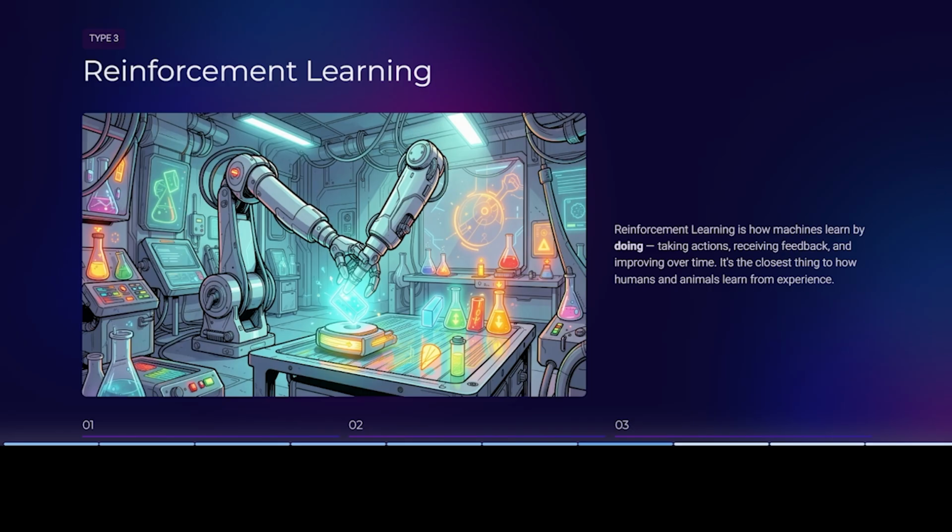So, good actions receive rewards and bad actions receive penalties, okay? The goal is to maximize the rewards, okay? Reinforcement learning is nothing but learning by mistakes, learning by experiences, okay? So taking actions, receiving feedback, and improving over time. Mistakes teach us to learn more, right? It's the closest thing to how humans and animals learn from experiences, okay?